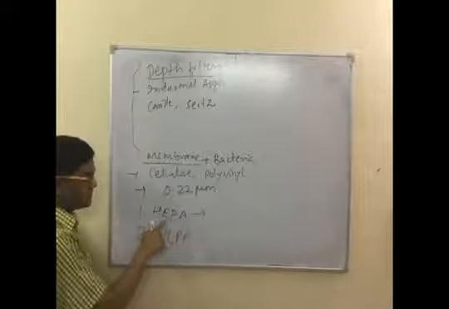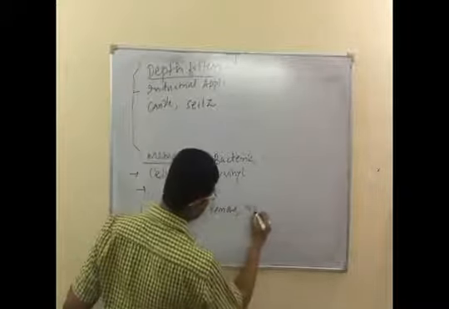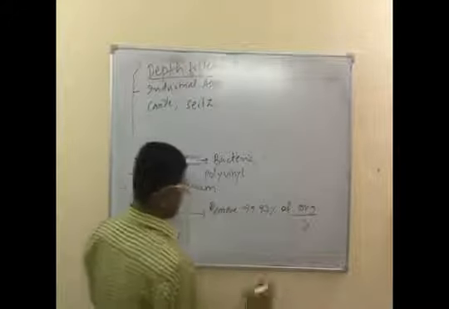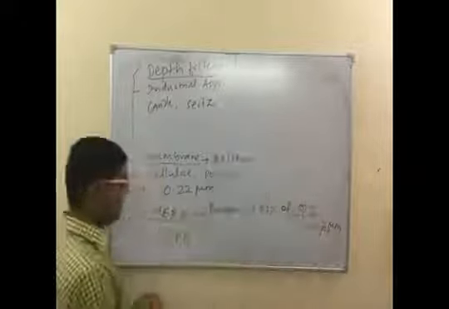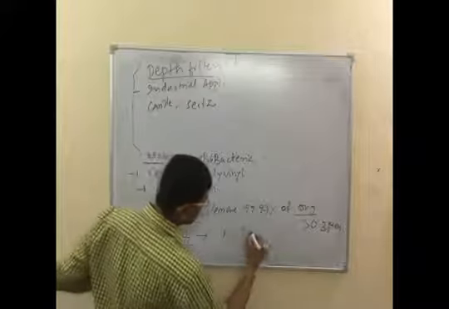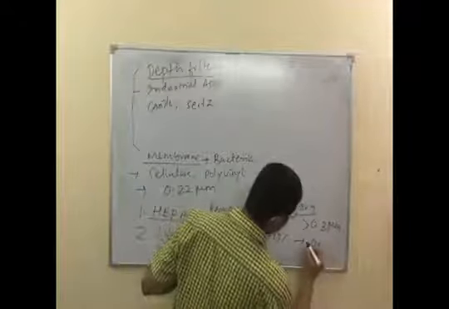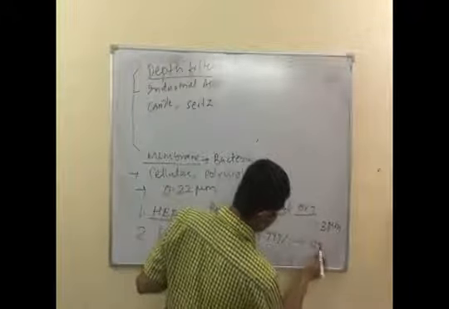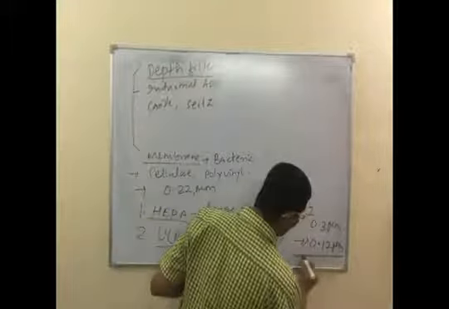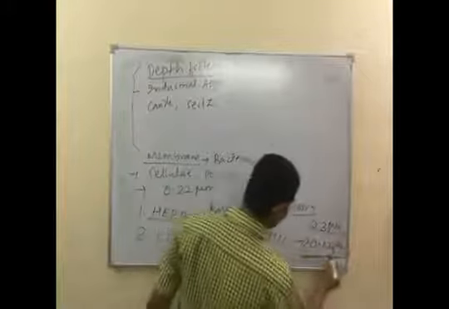HEPA filter is the high efficiency particulate air filter. It can remove 99.97% of organisms having a diameter of more than 0.3 micrometer. Whereas ULPA filter is the ultra low particulate air filter, and it has the capability of removing almost 99.99% of organisms having a diameter of more than 0.12 micrometer. So this is the cutoff for HEPA filters, and this is the cutoff for ULPA filters.